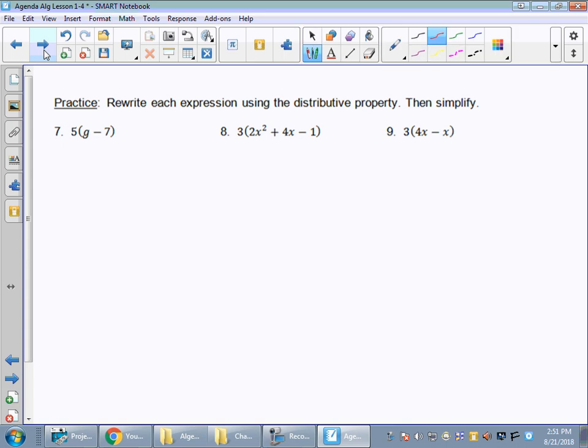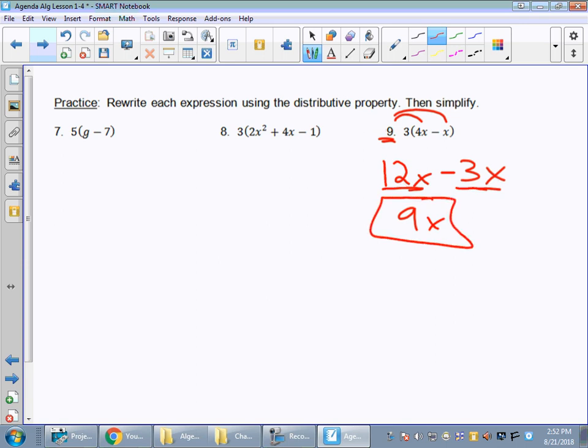Okay, so let's just do number 9, and you can work on 7 and 8 on your own. But number 9, let's go 3 times 4x, distributing gives us a 12x. And then a 3 times the negative x gives us negative 3x. And so now we've done the distributive property, and now all we have to do is combine like terms. Well, we have a 12x and a 3x, so we have the same variable, so they're like terms. So we just have to subtract their coefficients. 12 minus 3 is 9x. And there's our final answer in simplest form.